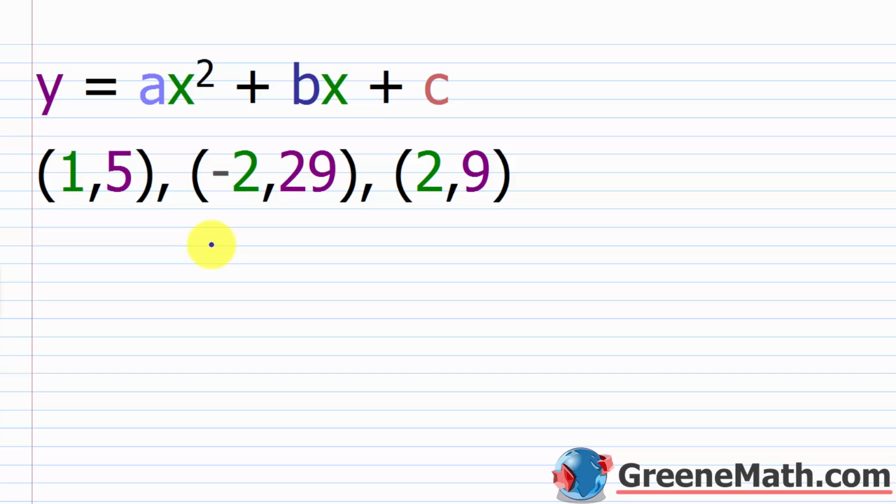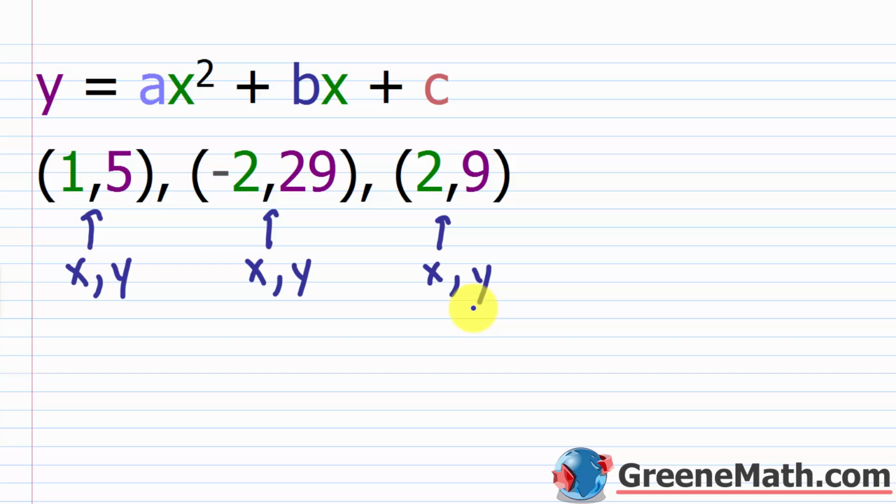Okay, and we want this equation in standard form. So we want it in the form of y equals ax squared plus bx plus c. And again, we're given these 3 points that lie on the parabola. So remember, these are x comma y values that we're given.